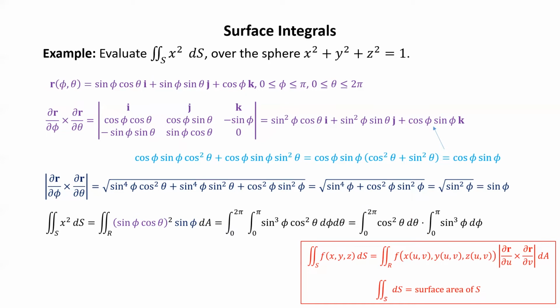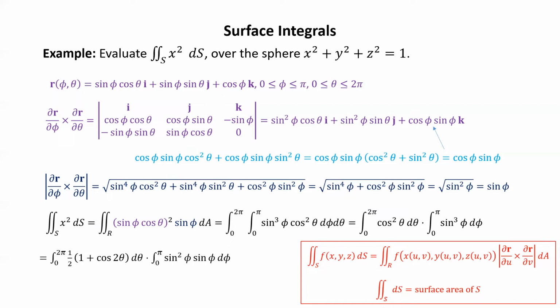Since the limits are all constant and the integrand is a product of a function of phi with a function of theta, we could split this up into the product of two separate integrals. The integral 0 to 2 pi cosine squared theta d theta times the integral from 0 to pi sine cubed phi d phi. Now, for the first integral, we're going to use the power reducing formula. Cosine squared theta is 1/2 times 1 plus cosine 2 theta.